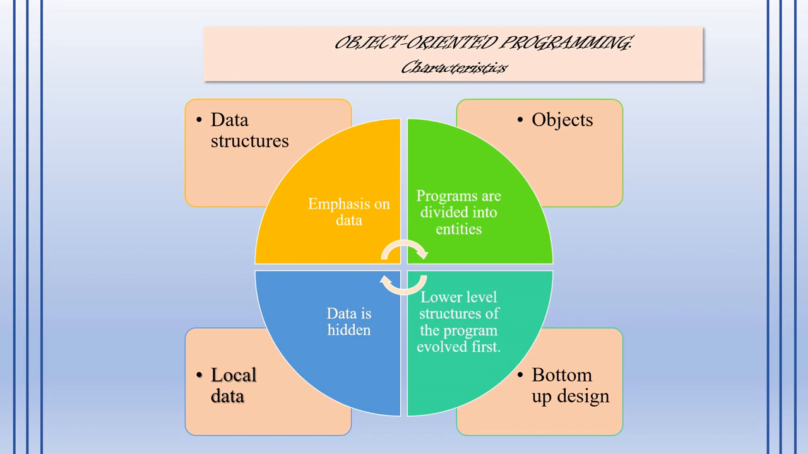When we see the characteristics of object-oriented programming, the program is divided into entities which are known as objects, and the emphasis is given to the data rather than procedures. The data is hidden. The hidden data is known as the local data. The data is hidden inside the object, and it follows the bottom-up programming design. The lower-level structures of the program are evolved first.